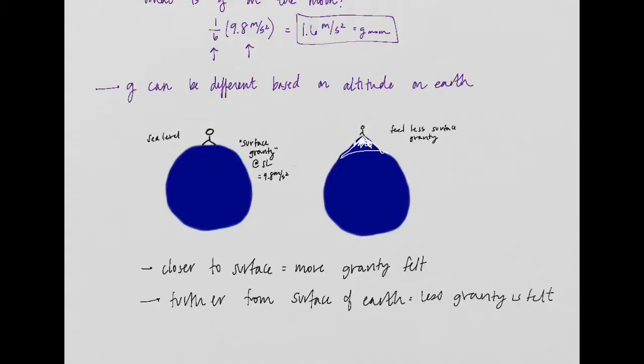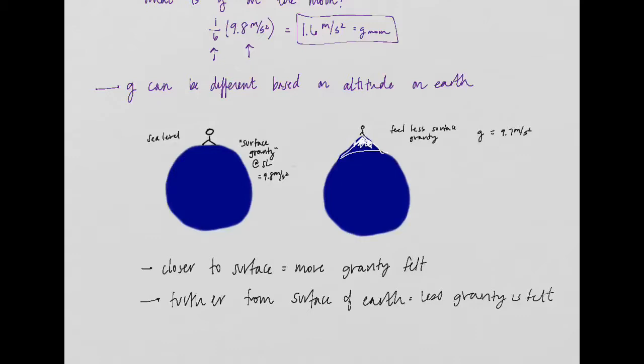So when we're this high, would you expect g to be greater than or less than 9.8? Well, it's less. It's actually around 9.7 meters per second squared, right? Because we're further away. So you can imagine the surface gravity being very strong when you're touching the surface, but the further away you get, the less gravity you feel.